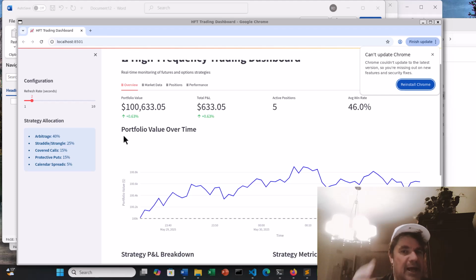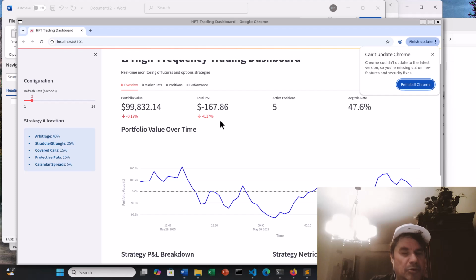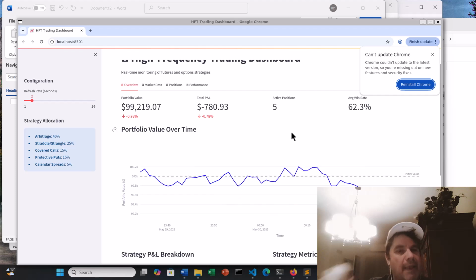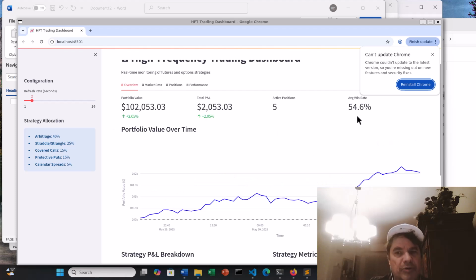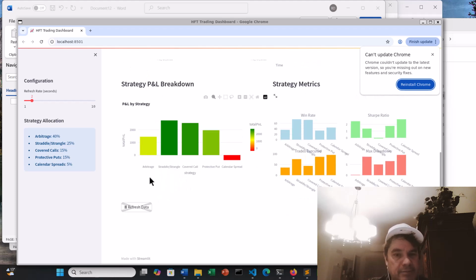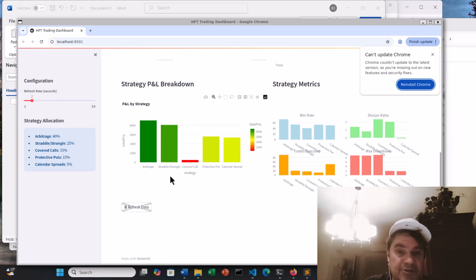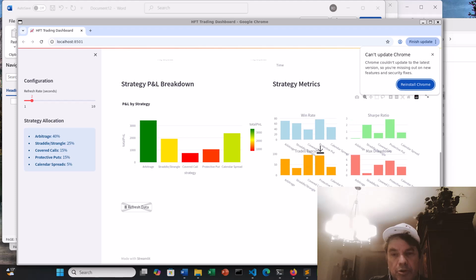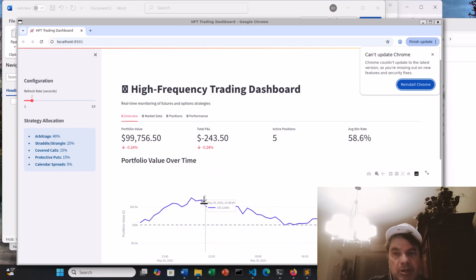So it's running live. We got here a portfolio of 100,000, total P&L in dollars, average active positions right now, and it's doing a bid and ask low latency strategy. The average win rate now is at 54%. These are all the open P&L breakdown of total P&L on different types of strategies. Here's the strategy metrics on the win ratio, Sharpe ratio, trade execution, and max drawdown. Again, this is live.